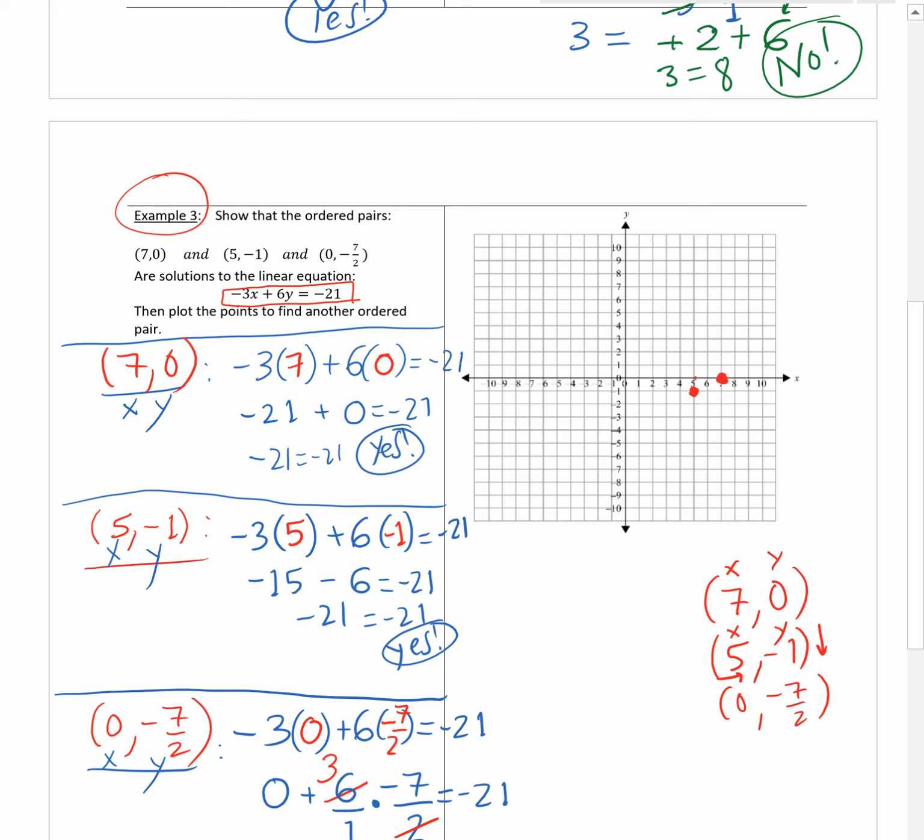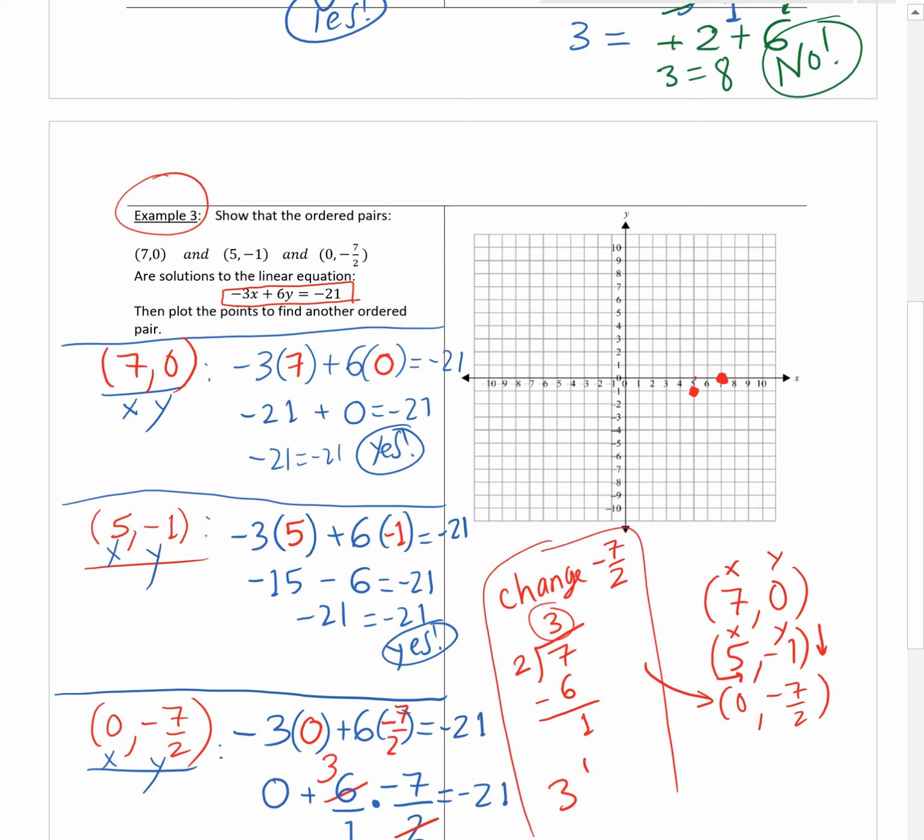I've got (0, -7/2). I'm kind of wondering, how am I going to graph that? I think the best way is to change any improper fractions to mixed numbers. So we have negative 7 halves. That's improper because the numerator is larger than the denominator. So I'm going to divide that denominator into the numerator. 2 goes into 7 3 times at most, with 1 left over. So that means negative 7 halves is the same as 3 and 1 half.